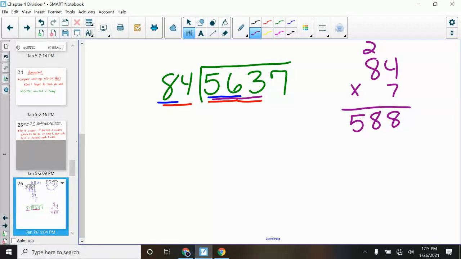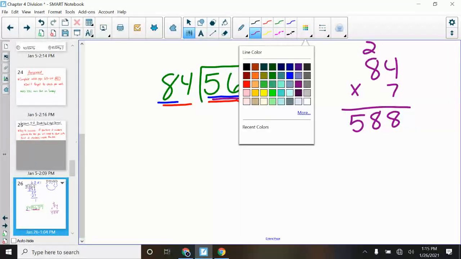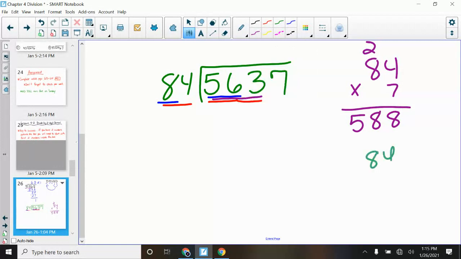So obviously, is 7 going to work? No. So where should we go next? Mason, where should we go next? Well, we are going to multiply. We're trying to see how many 84s are going to fit. We just figured out that 7 of them is too much. So what do you suggest we do? Yeah, I think you're right. Let's try 6, okay? So over here, I'm going to do 84 times 6.